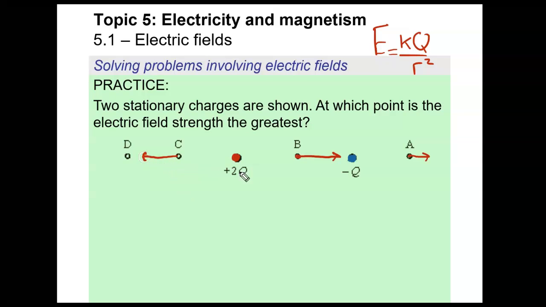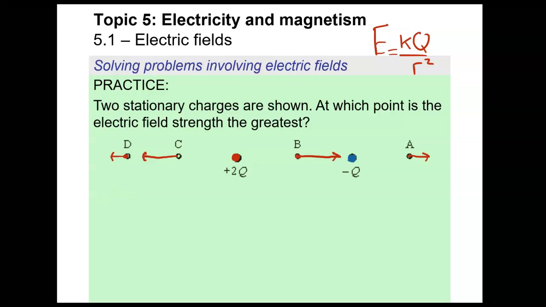I don't know that I've done the best job, but just eyeballing this, B and C look to be about the same distance away from the red charge, and so these two arrows should be about the same length. And of course, at D, if I put a positive charge, it would also feel a force to the left, but because the distance is bigger, the magnitude of that electric field would be smaller. So what I've drawn so far is the electric field strength due only to the red charge at A, B, C, and D.